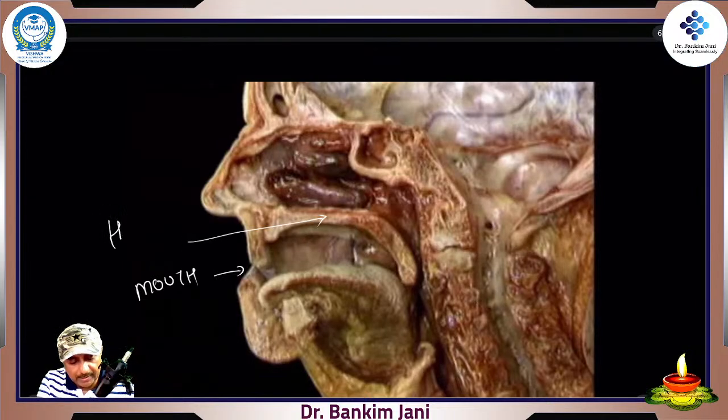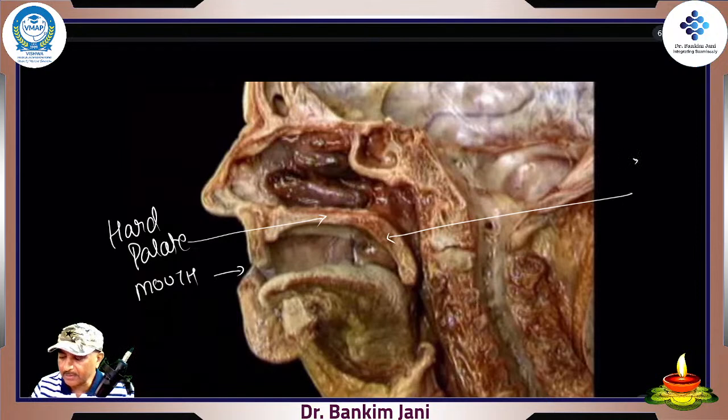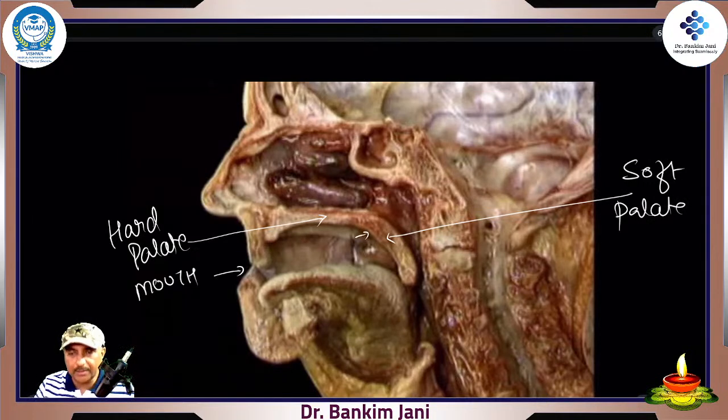This top one is the hard palate, the palate above. This is like a partition between the nose and the mouth. And this posterior one is the soft palate. When the soft palate is touched, it gives the gagging reflex, meaning you feel like vomiting. So that is the soft palate.